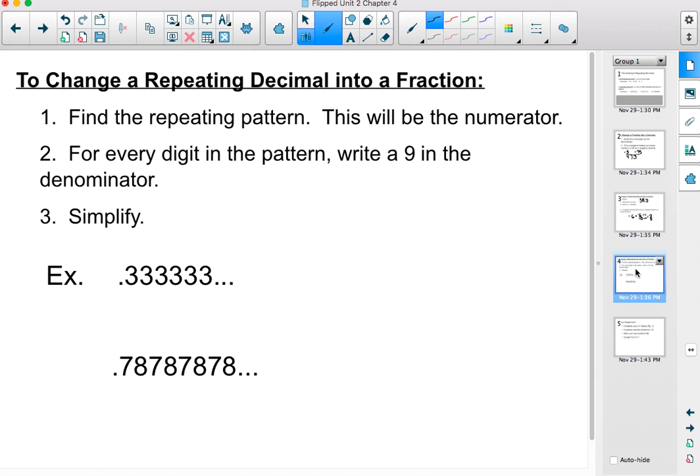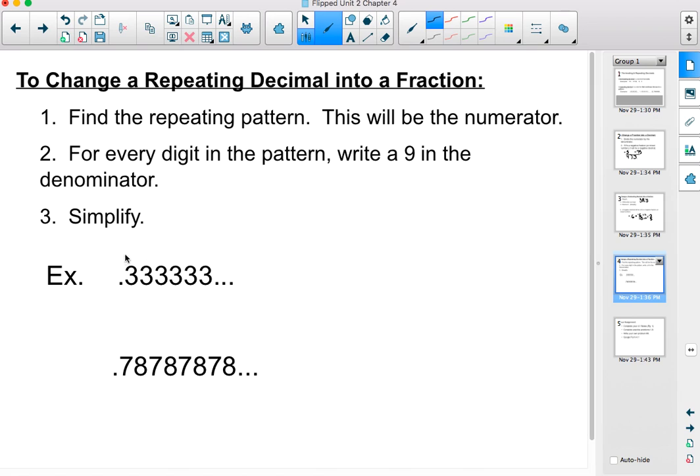Time for something new. So we are now changing a repeating decimal into a fraction. I think that we know that repeating decimals will become fractions somehow, but we probably don't know the trick to doing it. So here is the trick. First, we find the pattern. We identify what's actually repeating in the problem.